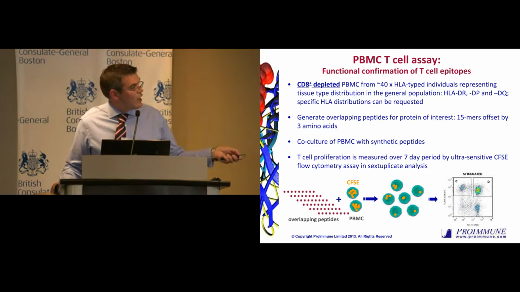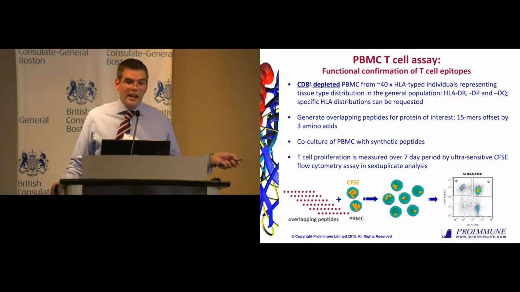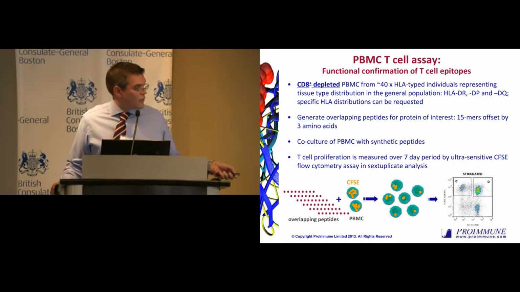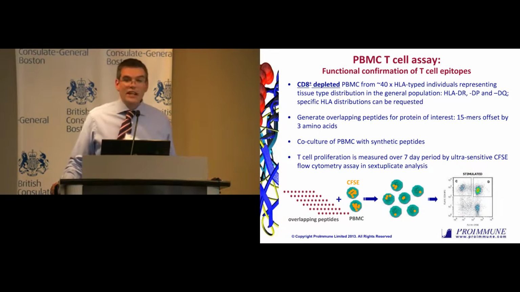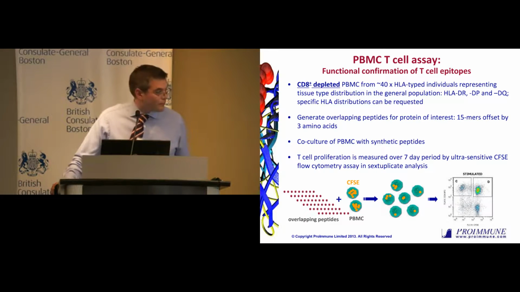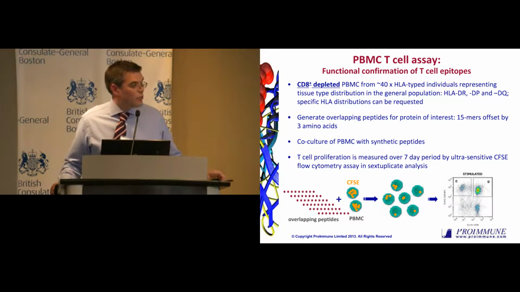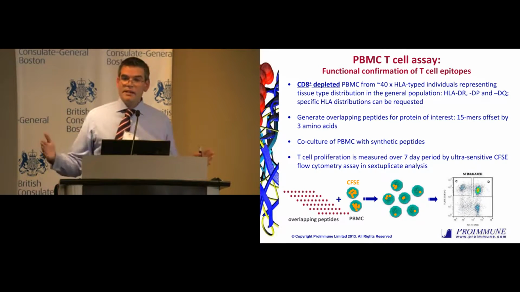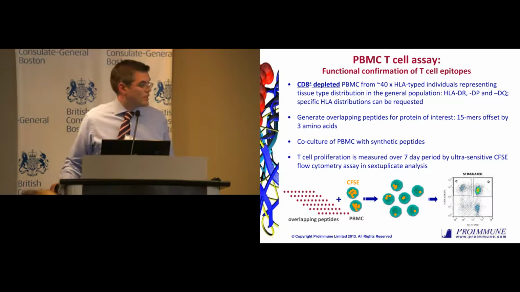Then we do a 7-day co-culture of the PBMCs with the synthetic peptides, and we measure proliferation in a CFSE assay. The simple way to describe this assay is that the overlapping high purity peptides are added into CFSE labelled CD8 depleted PBMCs. CFSE is an intracellular fluorescent dye, and when the cells divide, equal portions of the dye split out and are incorporated into the daughter cells.